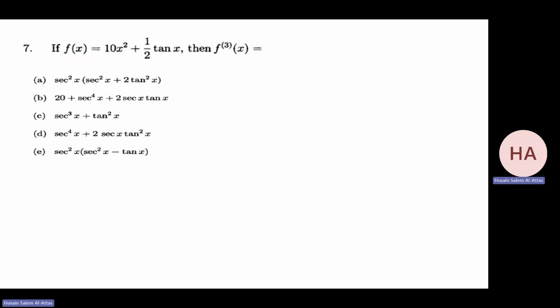If f of x equals 10x squared plus half tan x. Actually, this needs the chain rule, but let us do it. It's not difficult. I'll do it step by step. I'll do f prime, then f double prime, then f triple prime. So it needs to be like this. Okay, no problem. F prime will be 20x plus half secant squared x.